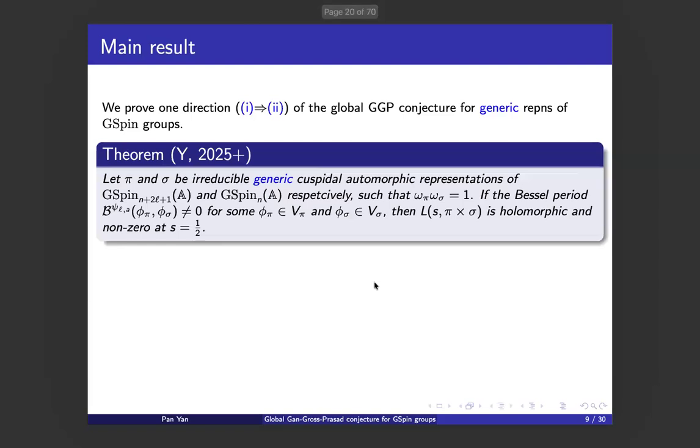Our main result is that we prove one direction of the global GGP conjecture for generic representations of GSpin groups, the direction 1 to 2. Take pi and sigma to be irreducible generic cuspidal automorphic representations of GSpin(n+2l+1) and GSpin(n) respectively, such that omega_pi times omega_sigma equals 1. If the Bessel period for pi and sigma is non-zero, then the L function for pi and sigma is holomorphic and non-zero at 1/2. This result works for arbitrary n and l, so this is the most general situation.